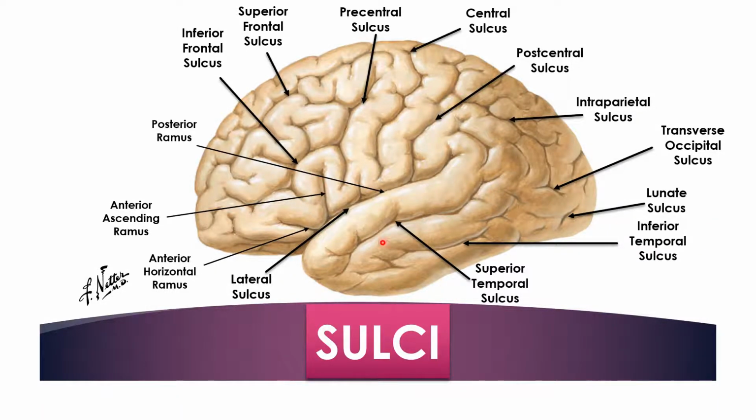Okay. The lateral sulcus of Sylvius originates from the inferior surface, and on the superolateral surface, it gives three rami: the anterior horizontal ramus, the anterior ascending ramus, and a posterior horizontal ramus, which is the posterior continuation of the lateral sulcus.